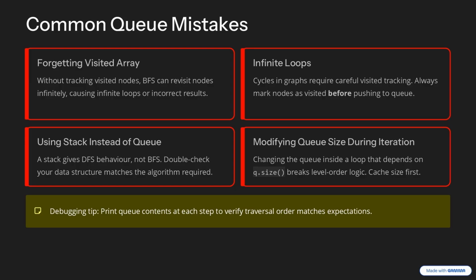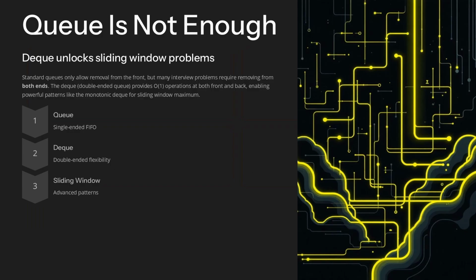Common queue mistakes include forgetting to mark nodes as visited, which causes infinite loops, using a stack instead of a queue, which changes traversal order, and modifying the queue without controlling iteration size. Queues are powerful, but for some problems they are not enough. That is where Deque comes in.